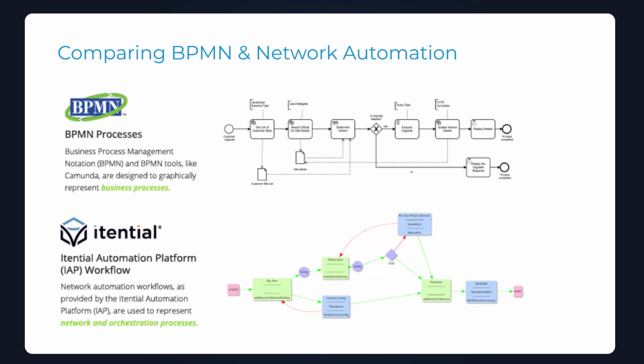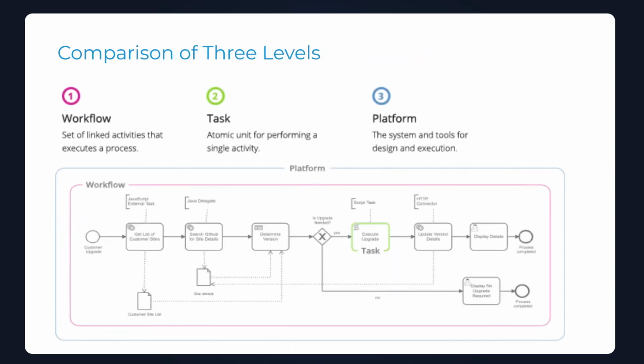BPMN stands for Business Process Management Notation. And there are a whole range of tools that are oriented around BPMN, things like Camunda. But the whole idea of BPMN is to provide a graphical representation of a business process. That's in contrast to network automation workflows, similar to the kind we use at Itential, where we're using workflow to represent network and orchestration processes. And this will become important, as you'll see in a few minutes.